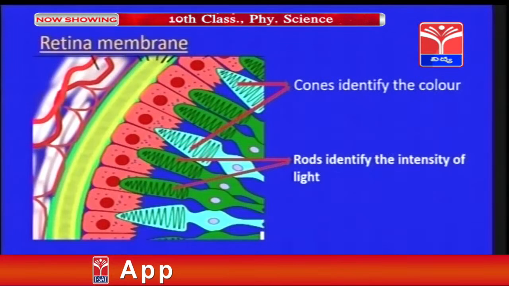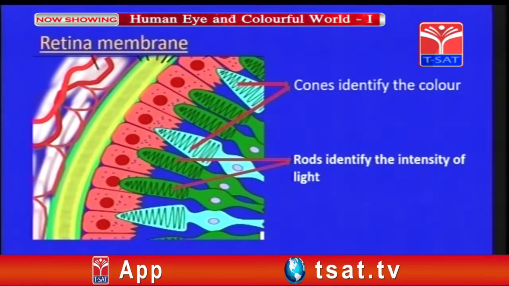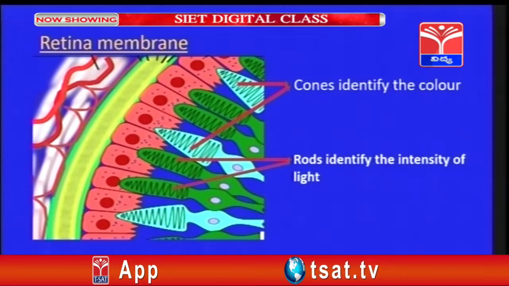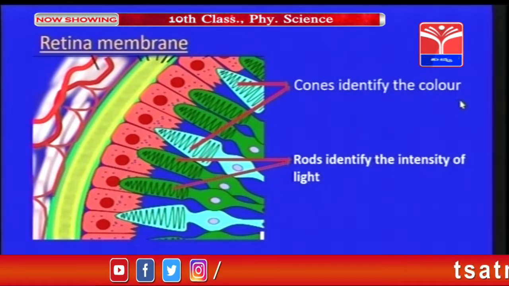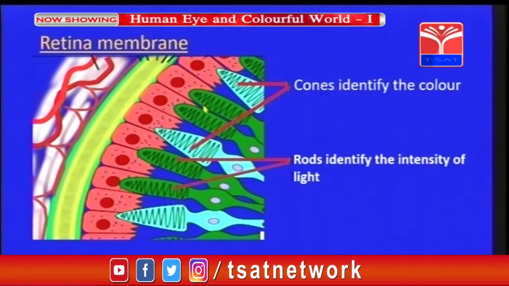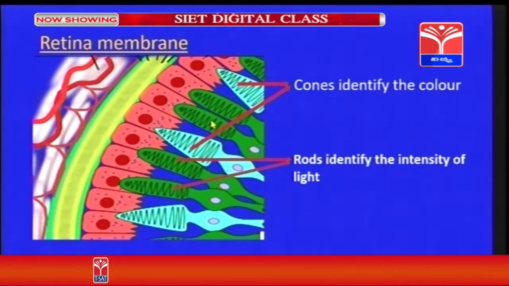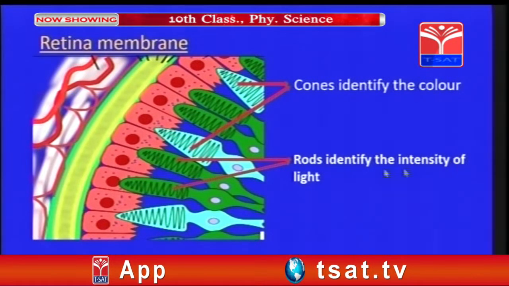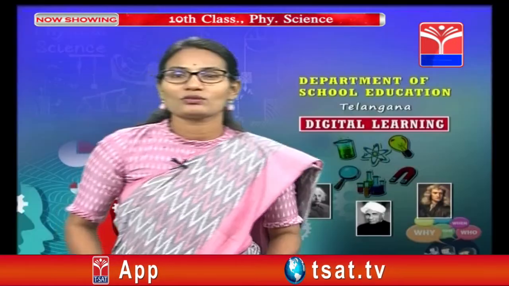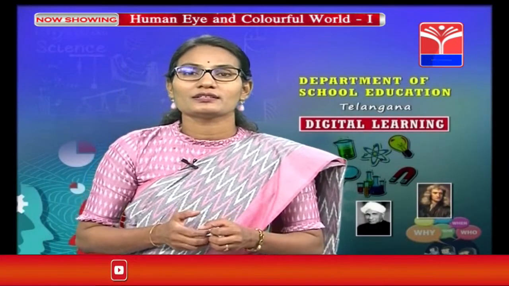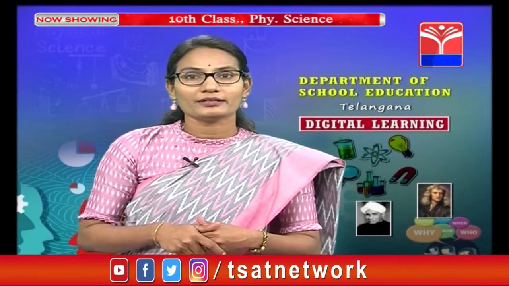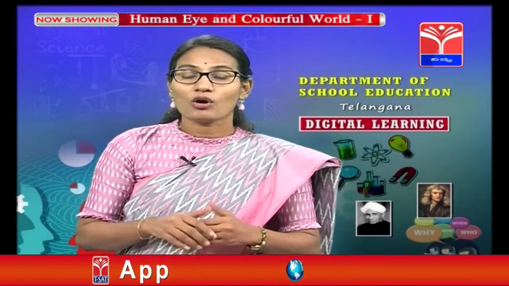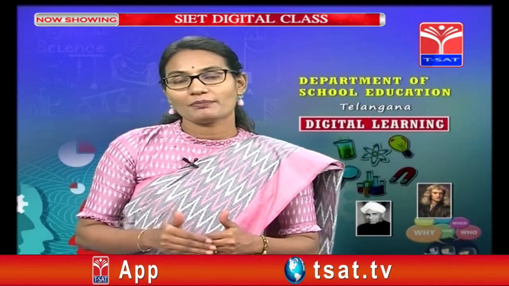For this question, observe this diagram, children. The retina membrane consists of 125 million cones and rods. These are the cones, and cones identify the color, and the green colored oval shaped ones are known as rods, which identify the intensity of light. These cones and rods receive the signals, and these signals are sent to the brain with the help of optic nerves, to perceive the object in terms of size, shape and color.